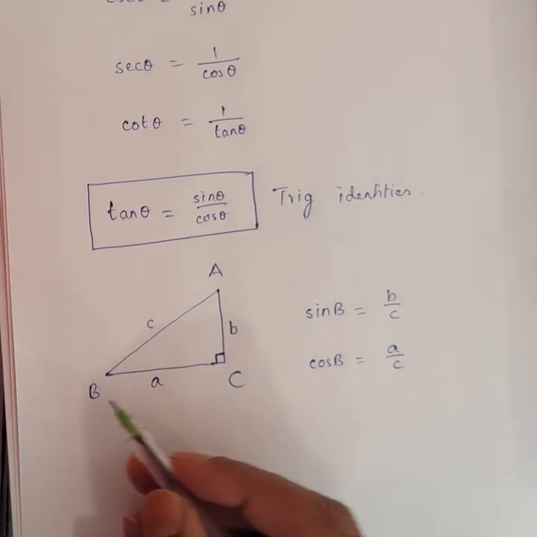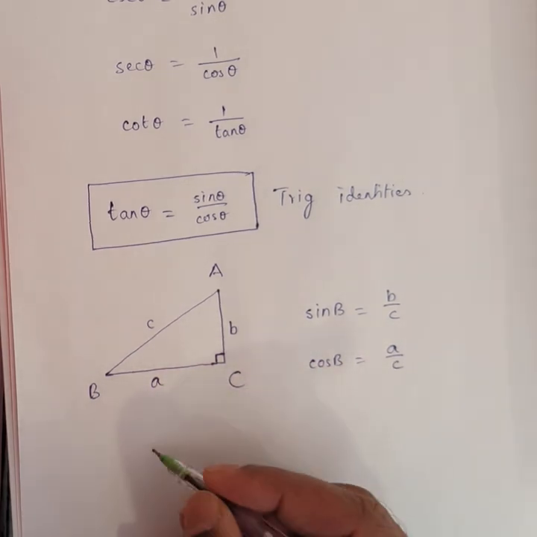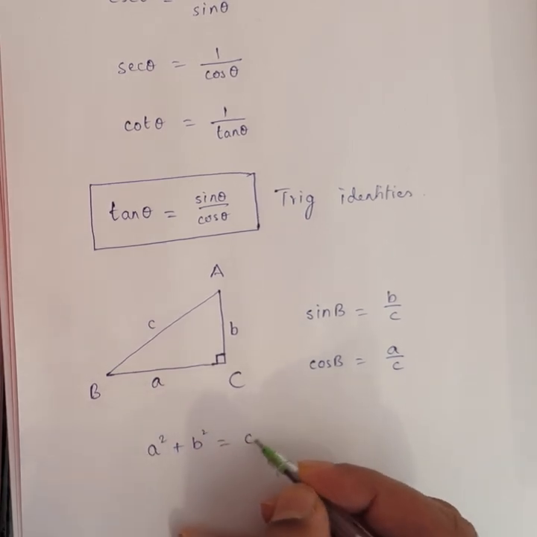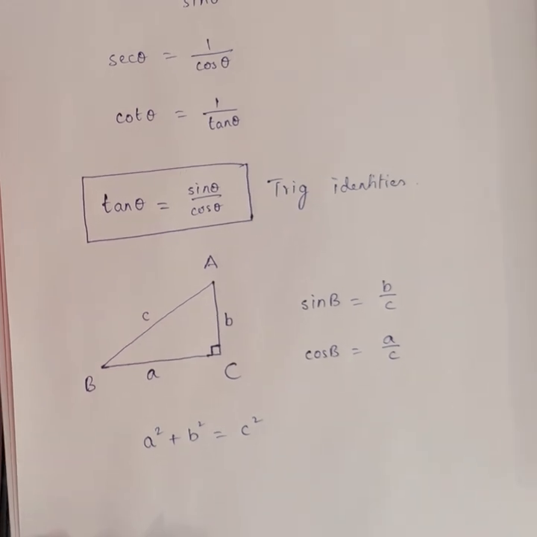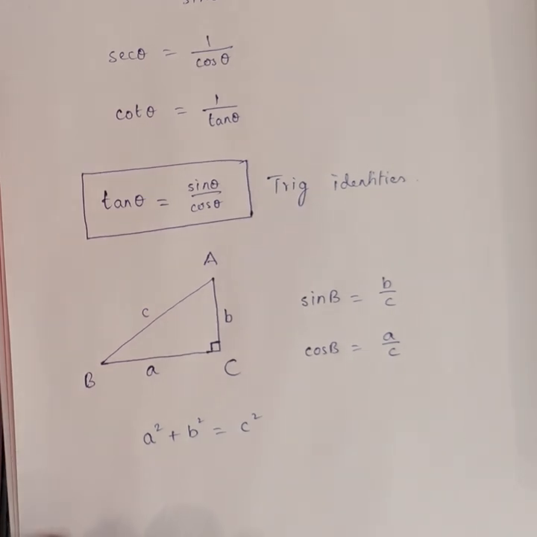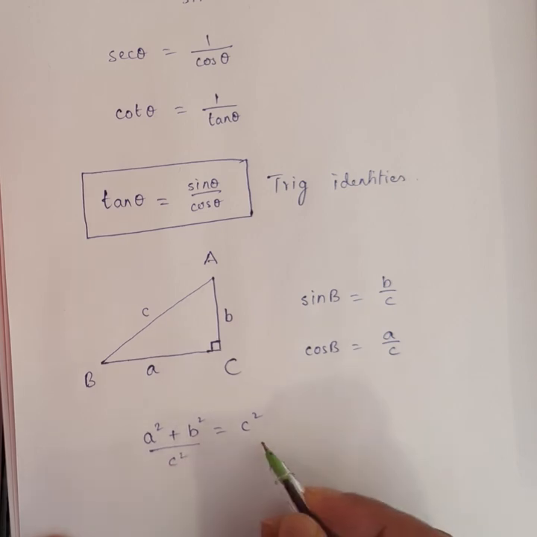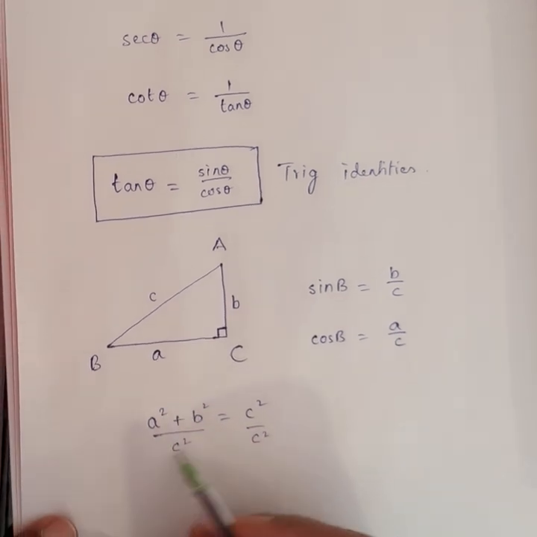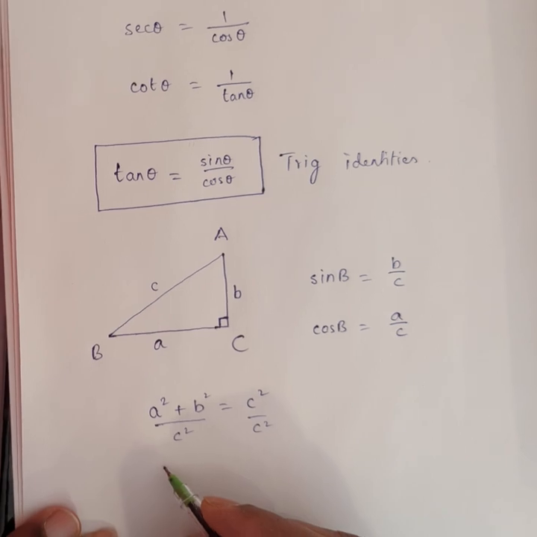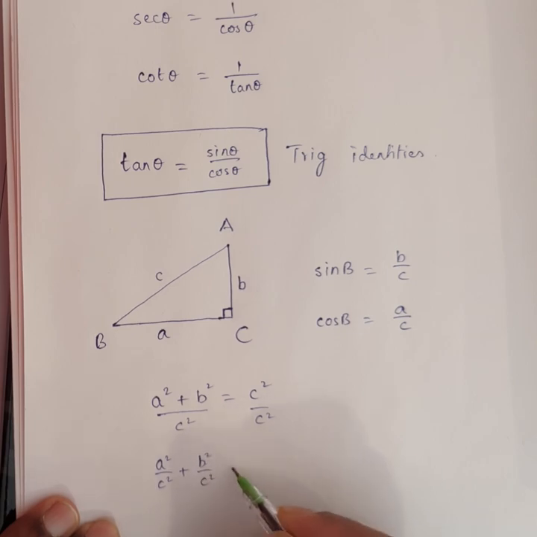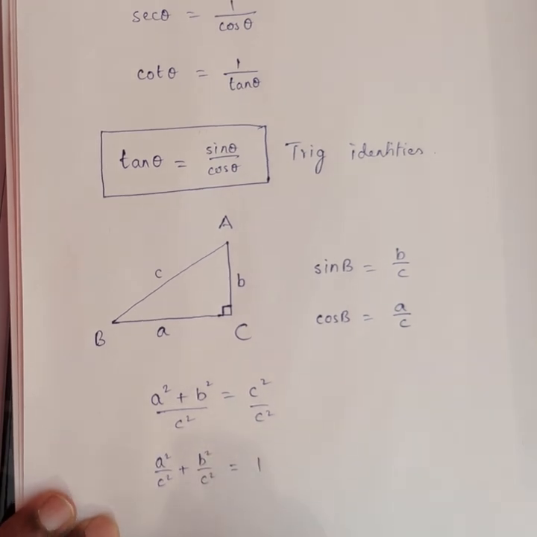And what do we know? We have this relationship a square plus b square equals c square. Now, if I divide both sides by c square, then I can rewrite the left side of the equation as a square over c square plus b square over c square, and the right side happens to be 1.